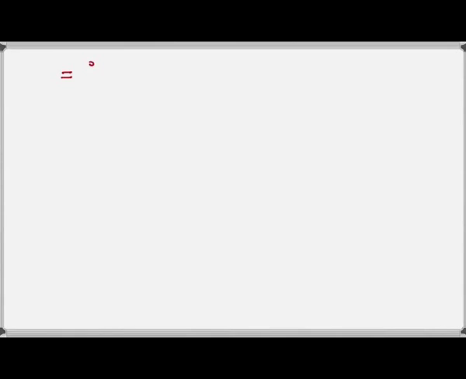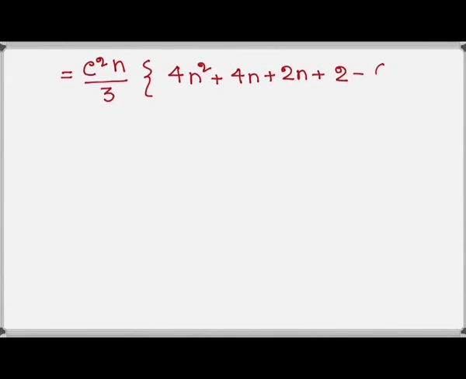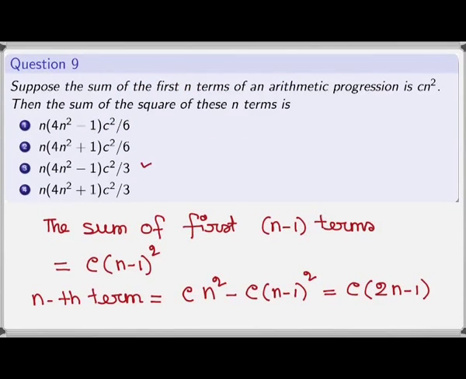Simplifying that, we get c square n divided by 3 into 4n square plus 4n plus 2n plus 2 minus 6n minus 3, that is c square n divided by 3 into 4n square minus 1. So, now we know what is the sum of the squares of the first 10 terms of this arithmetic progression. The third option we can see is correct here.